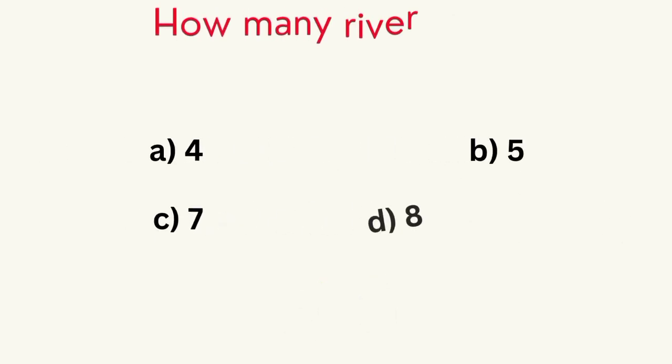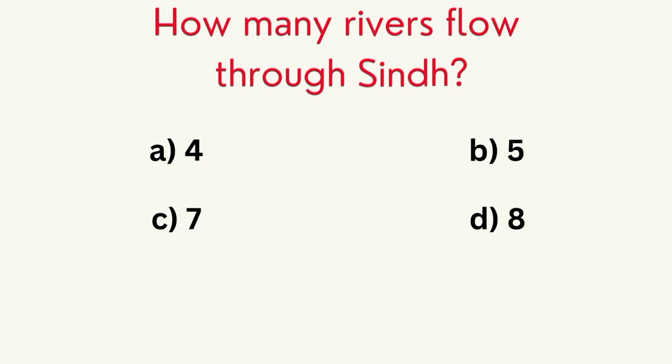How many rivers flow through Sindh? A. 4. B. 5. C. 7. D. 8. Answer, A. 4.